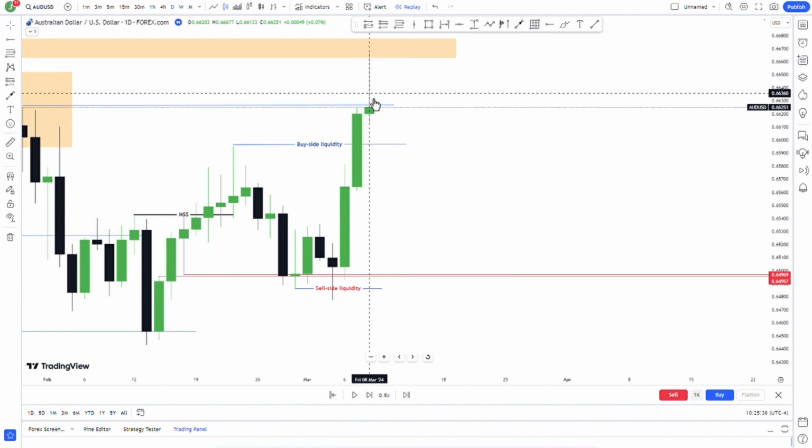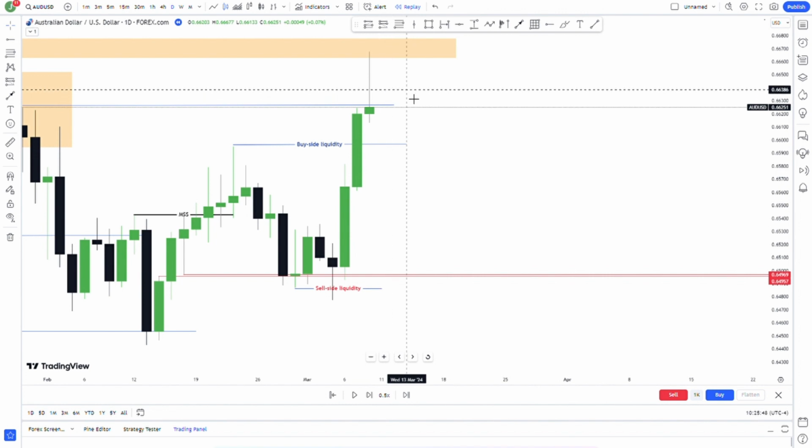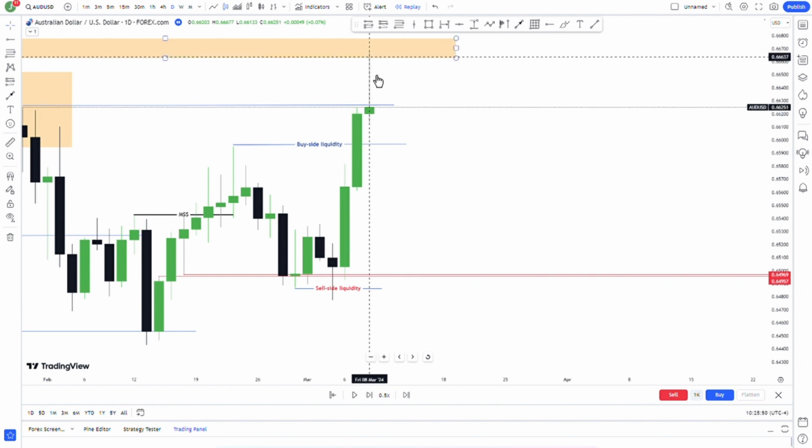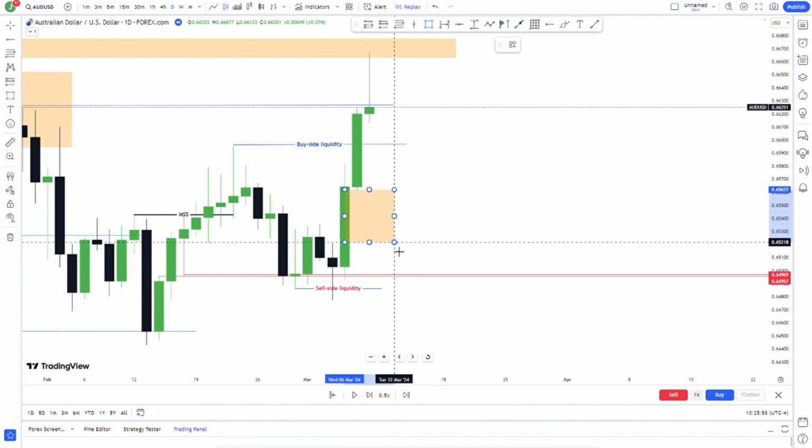Now using the weekly profiles, we'd want to see either Monday, Tuesday, or Wednesday give us the high of the week, right? And our draw on liquidity from here would be this fair value gap down here. Let me just highlight it. This fair value gap over here.